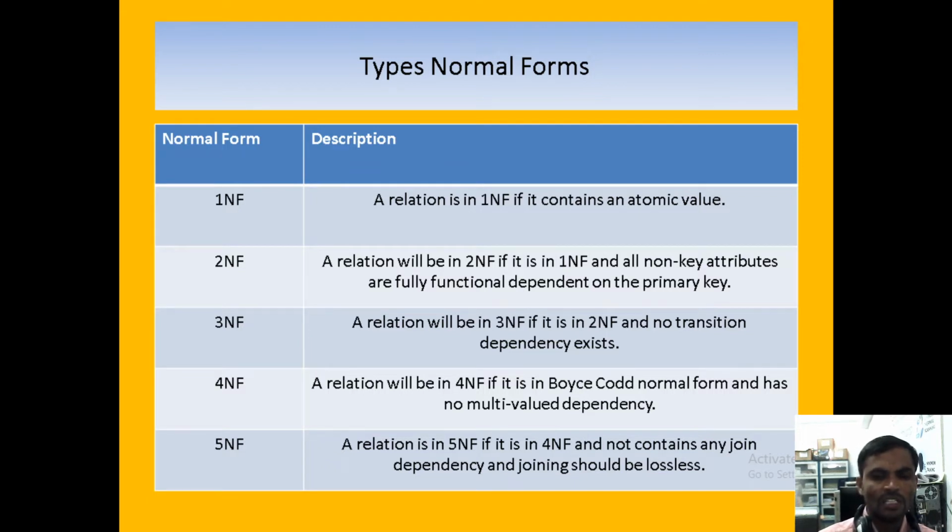The second rule is that the non-prime attributes are fully functionally dependent on the primary key. Means the primary key may be on the left side or right side, any side. It is not a rule.